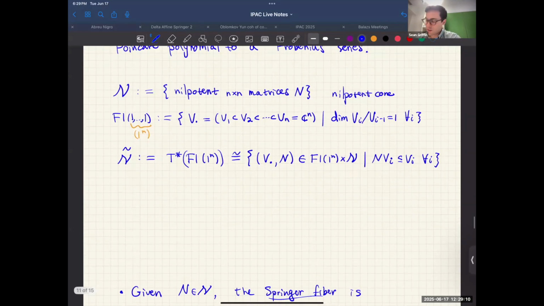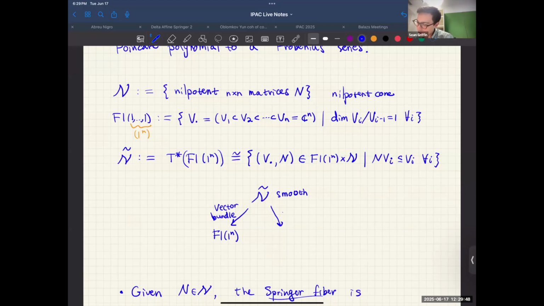And it has two projection maps, one onto the complete flag variety, just because, I mean, this is a consequence of the fact that it's the cotangent bundle. It's a vector bundle on the complete flag variety. So this map realizes it as a vector bundle. So in particular, this space is smooth because it's a vector bundle over something that's smooth.